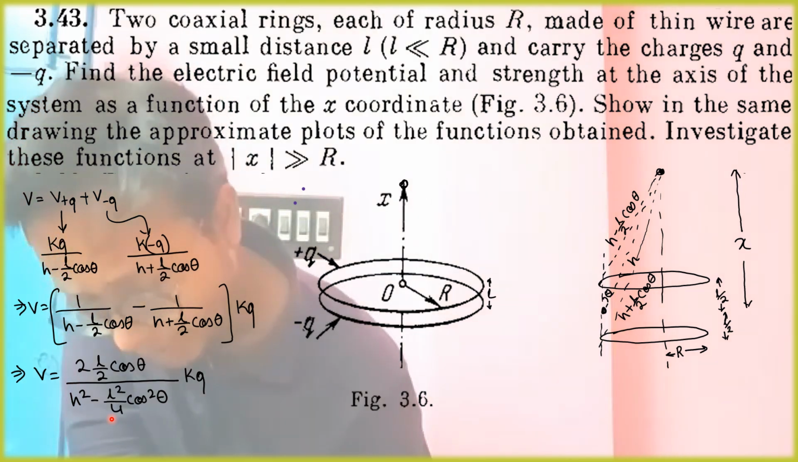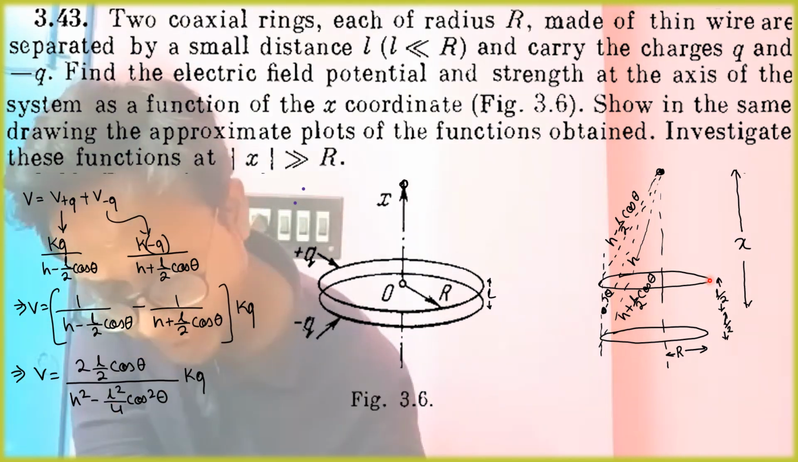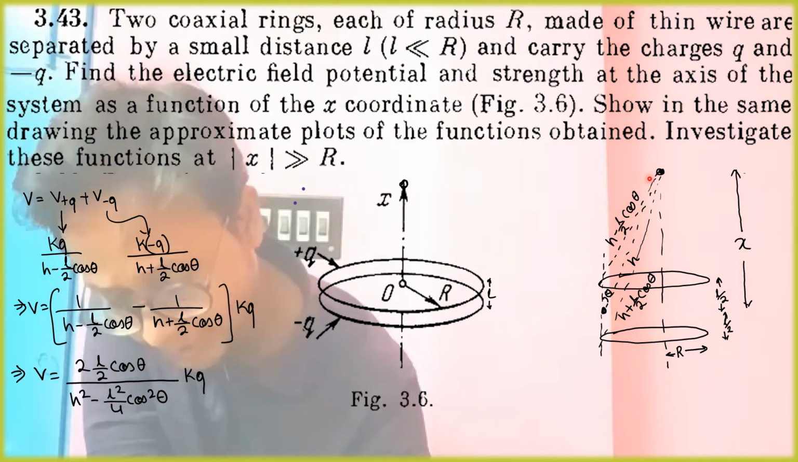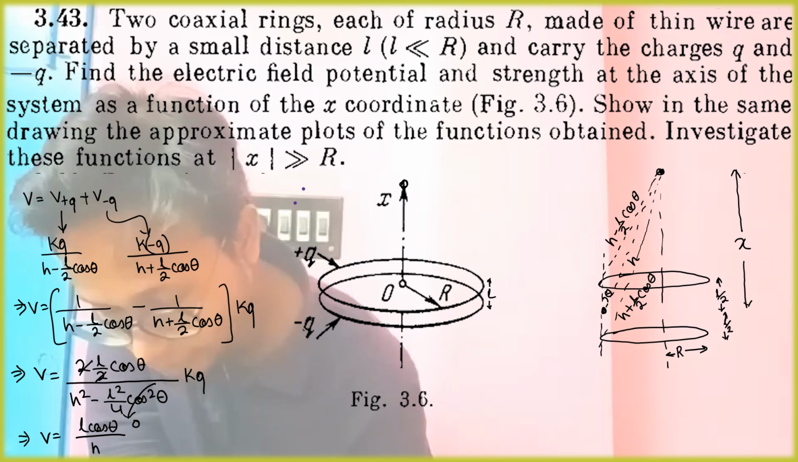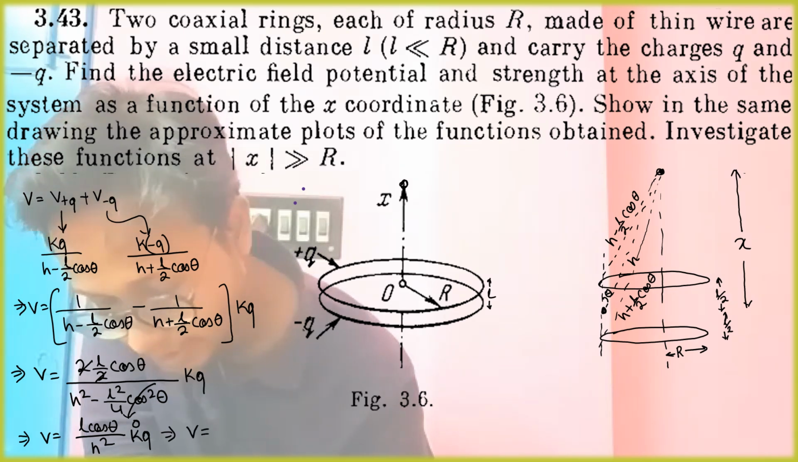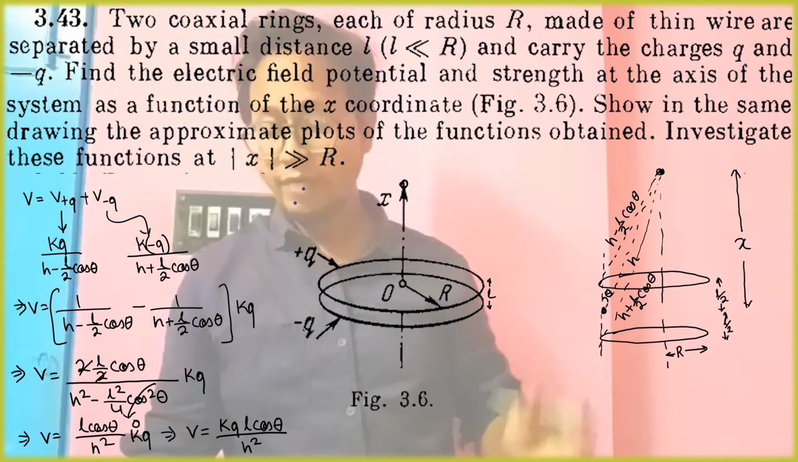Now we know that L is very small compared to this X, or compared to this h. So this term will become 0. So we are left with potential is equal to, this 2 and this 2 get cancelled, L cos theta divided by h square into KQ. Our potential is equal to KQL cos theta divided by h square. Now I find out the potential.